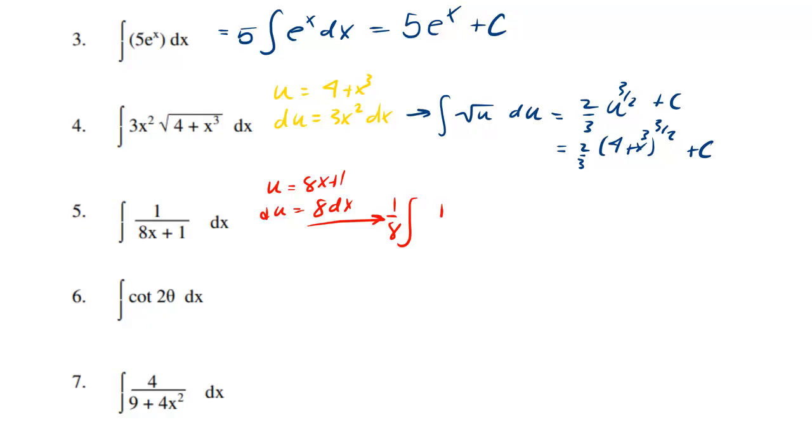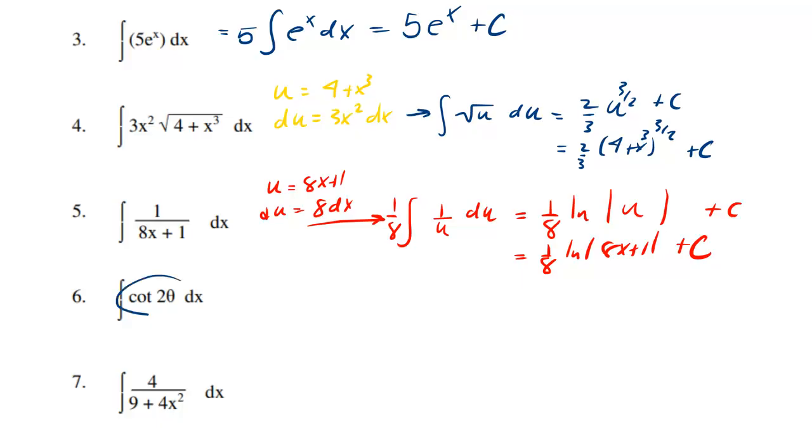I'll move that out in front of 1 over u du. So that would be the natural log. So 1/8 of the natural log of u plus a constant. And in this case, for the u, we have 8x plus 1, so we just substitute that in there. 1/8 natural log of 8x plus 1 plus a constant.